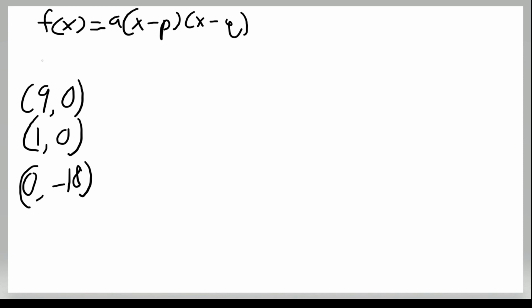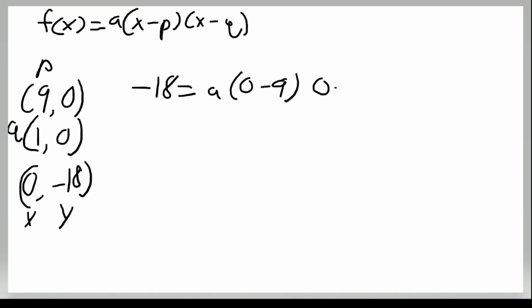Now this would be P. Number 1 would be Q. This would be X, and this would be Y. So now we got P, Q, X, and Y. We can just start plugging it into the equation up here. So Y would equal negative 18 equals A(0 minus 9)(0 minus 1), like that.